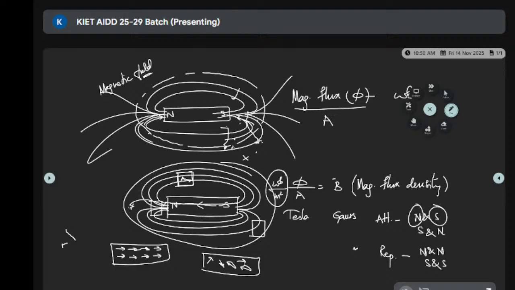The alignment of dipoles here and here is the same. Where we see this type of alignment, one end is the north pole and one end is the south pole. Here is any specific alignment there? So this is a magnet and this is magnetic material.